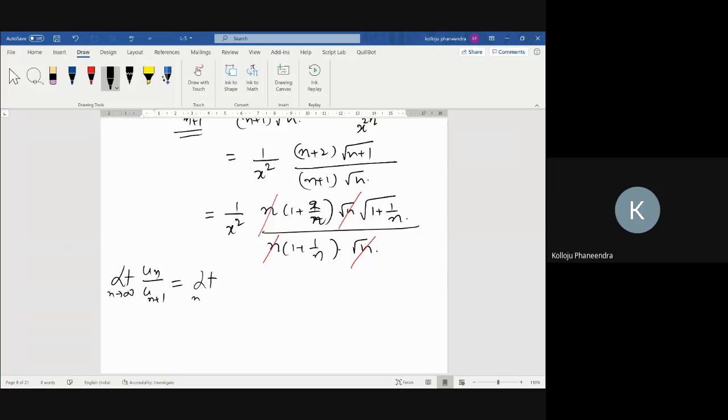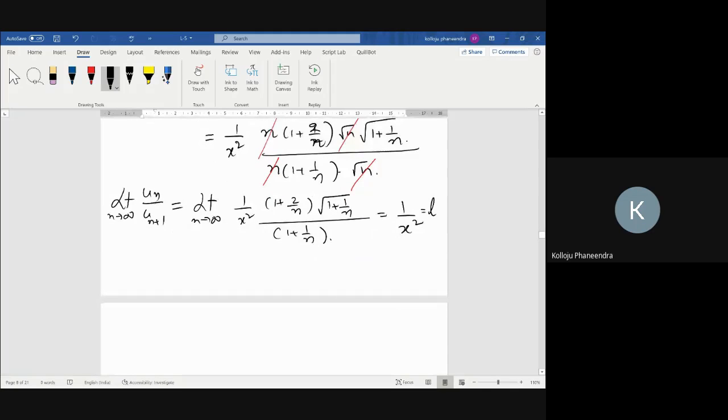So limit n tends to infinity, 1 by x square of what? 1 plus 2 by n under root, 1 plus 1 by n by 1 plus 1 by n. So what is this value? Just you will get 1 by x square. Is it correct? This is the value of L. 1 by x square is the value of L.